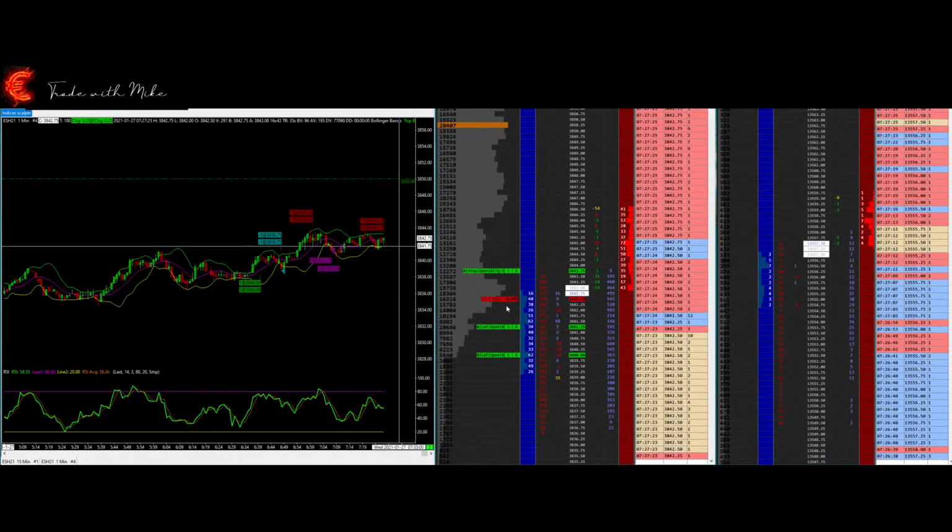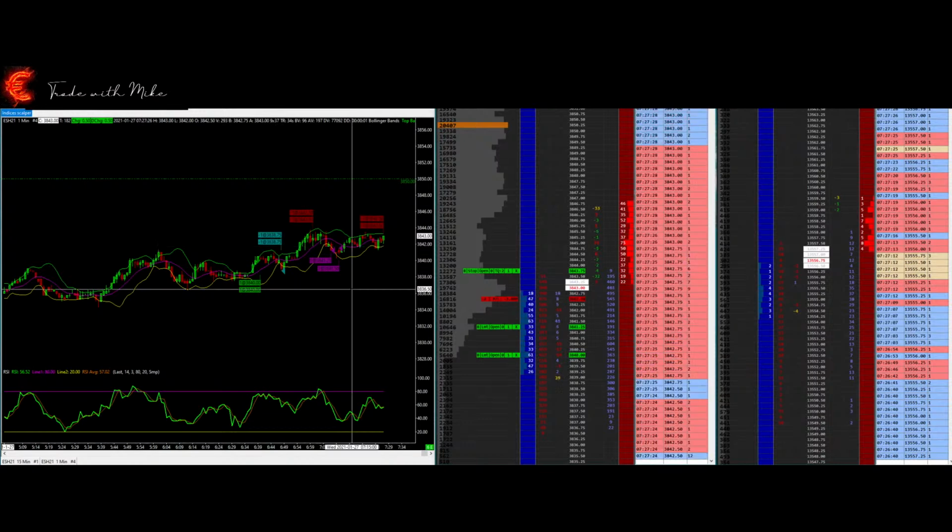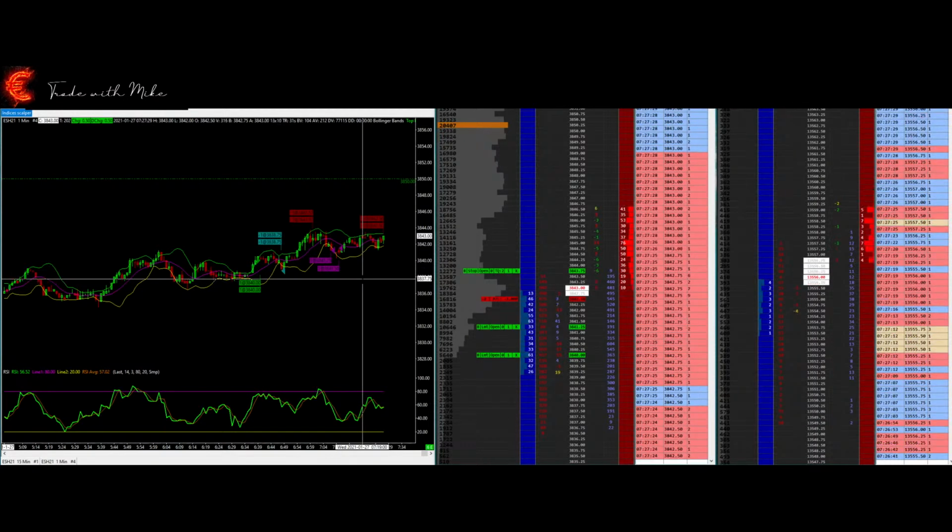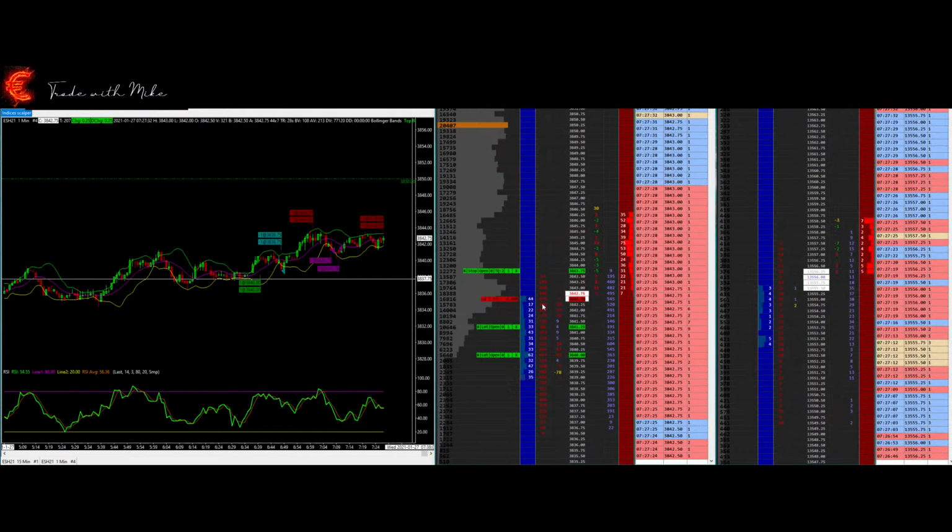Okay, so I got short here at 40 to 50. Down 1 point for now. Not 1 point, one tick. Break even and tick.